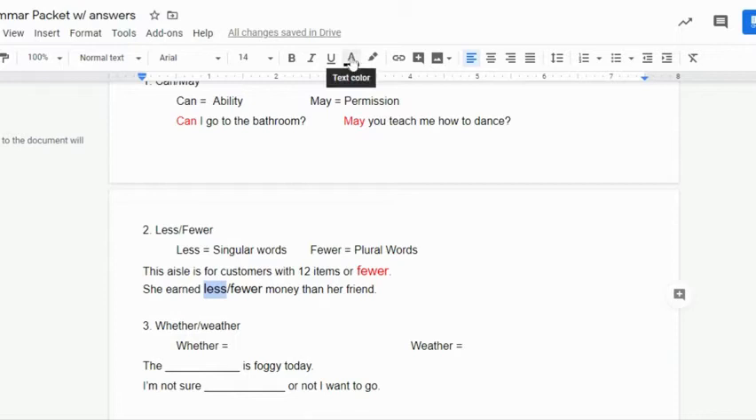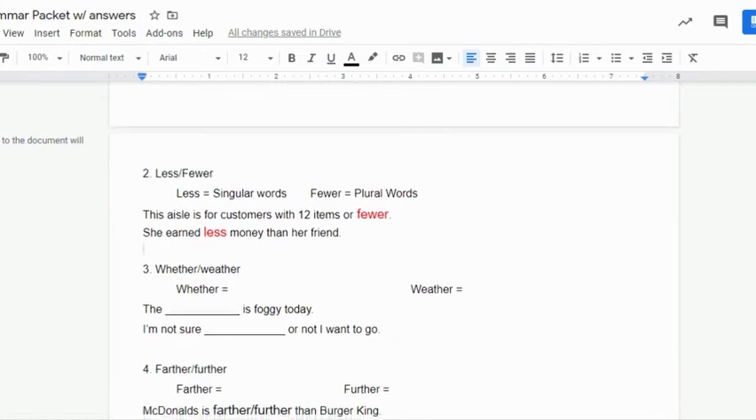Otherwise, she earned less money than her friend. You wouldn't say she earned fewer money than her friend. It'd be less. So again, less with singular words, fewer with plural words. I try to use dollars and money as the way to remember it. Less money, fewer dollars. You wouldn't say less dollars, fewer money. It just sounds weird. If that works for you, use it. If not, do your best to memorize the rule.